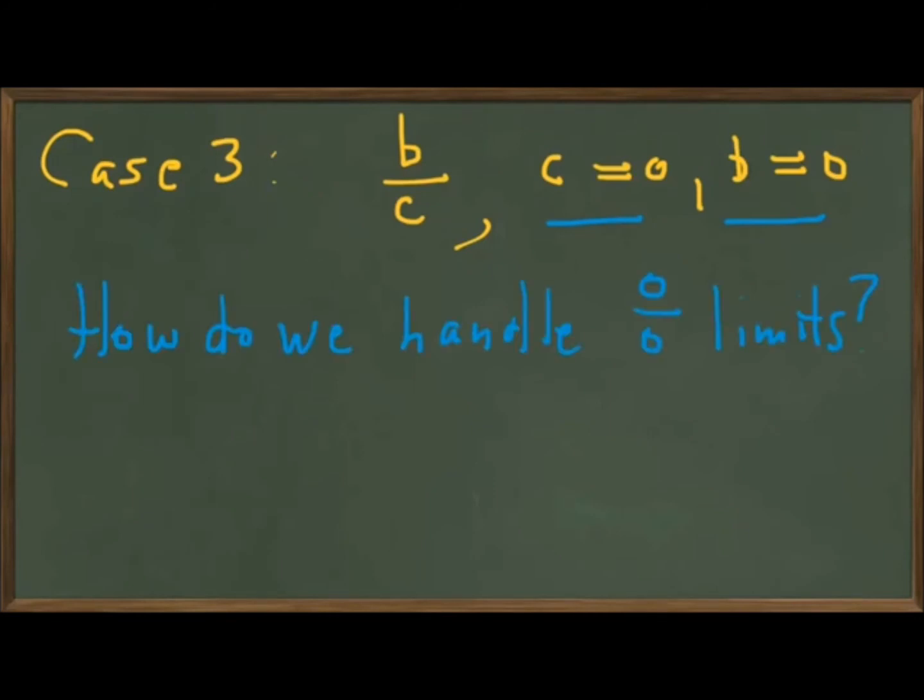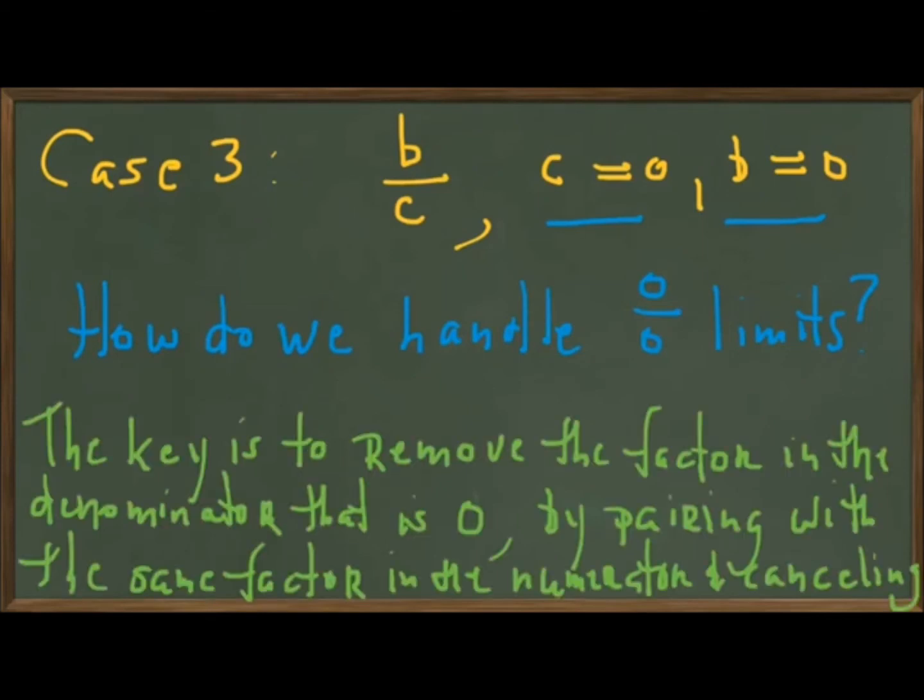How do we handle 0 over 0 limits? Well, it's actually not that hard if we learn the various approaches that we can take to handle them. So let's start looking at them. We're just going to look at 0 over 0 limits very generally at this point and identify the key thing that we want to do, and that is to remove the factor in the denominator that is 0 by pairing it with the same factor in the numerator and canceling.